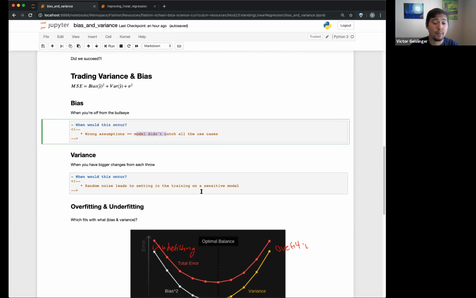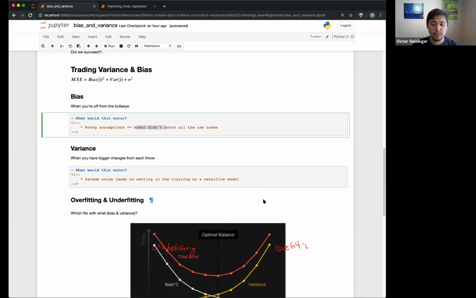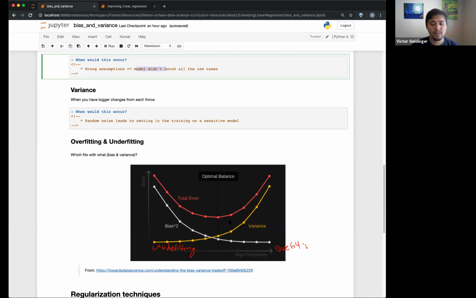So it should actually ignore that. We actually need to make it more simple. And that's where this leads us to this sweet spot where basically we balance between variance and bias. And we'll talk about this for mod 3, about how we can adjust for both of those parts.